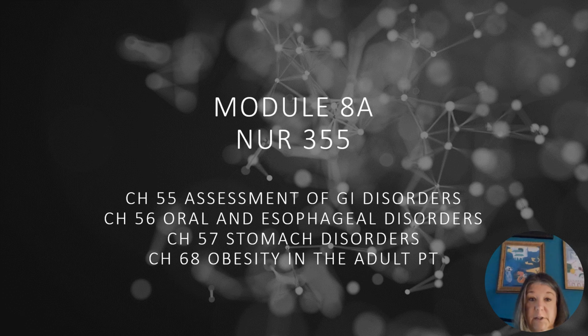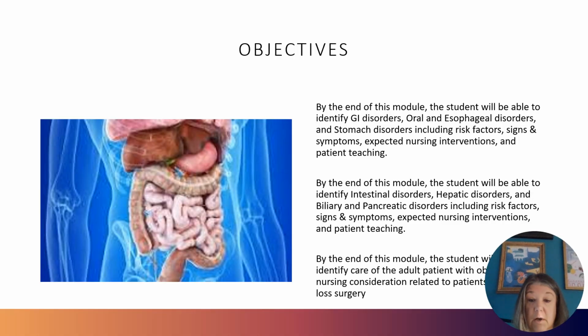There's two parts to this. There's Module 8A and 8B because this is GI disorders, and there is a lot of GI stuff. So this is Chapter 55, which is Assessment of GI. 56, Oral and Esophageal Disorders. 57, Stomach Disorders. And then 68, Obesity in Adults. These are our objectives.